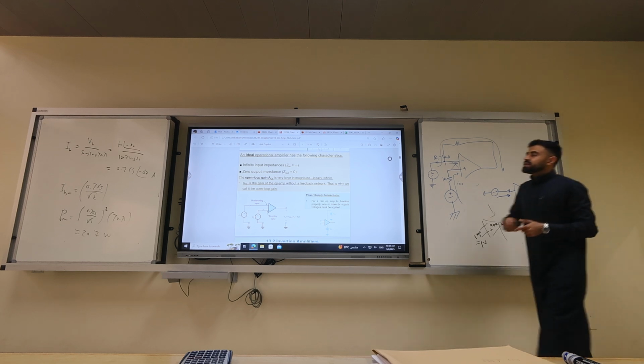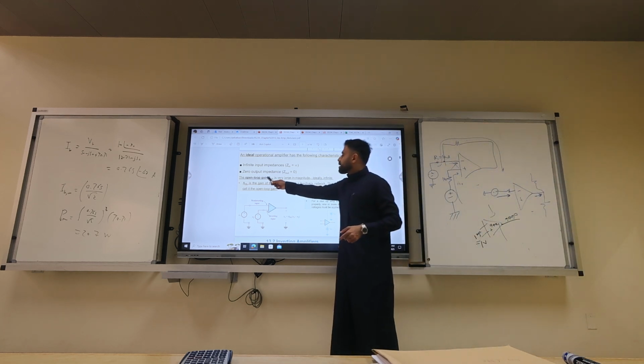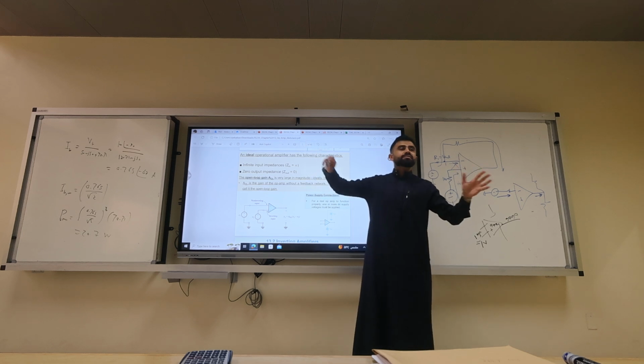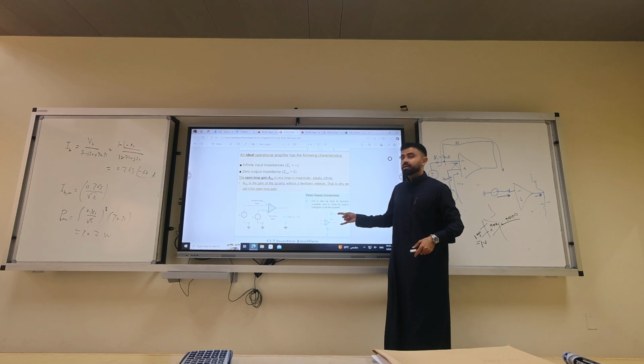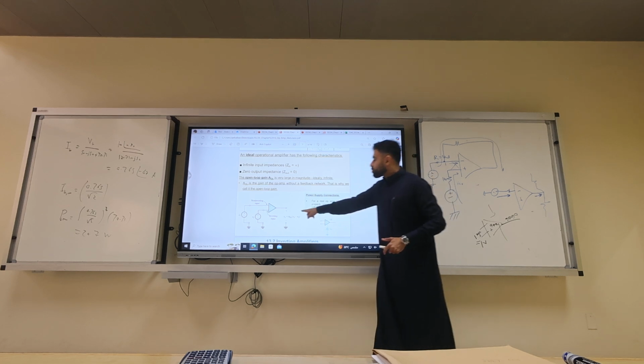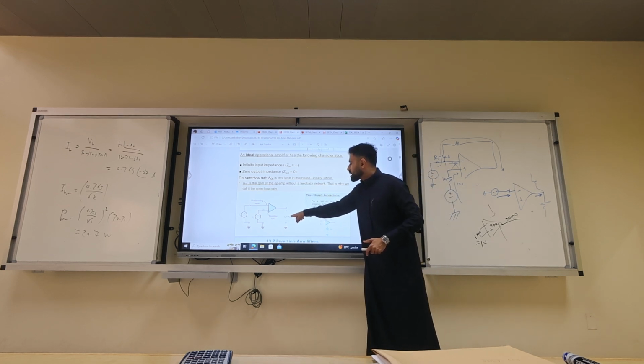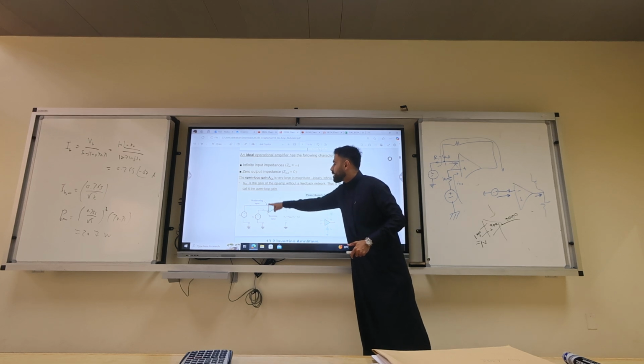What does it mean? It means the open loop gain ideally is very large. But in reality it's limited with, again, the supply. Note what is the equation of the output. It is the gain times V1 minus V2.